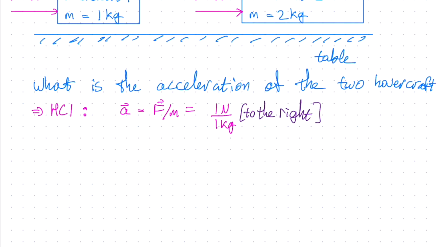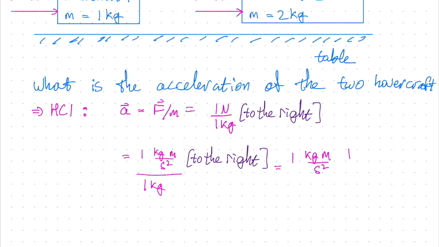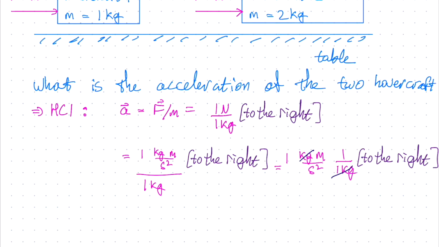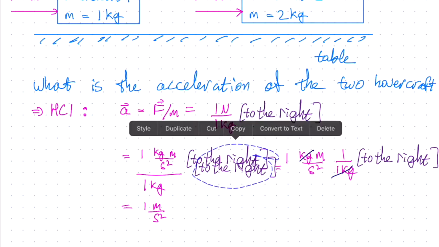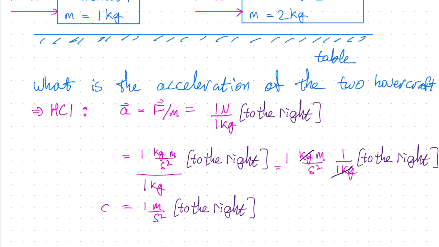is to the right. Next, we aim to simplify units, and we do that by remembering that 1 Newton is equal to 1 kilogram meter per second squared. Now, bringing the denominator in as a fraction, we get 1 kilogram meter per second squared times 1 divided by 1 kilogram, of course still acting to the right. Now we notice that we have a kilogram in both the numerator and the denominator, and hence we can cancel these units. And what remains is 1 meter per second squared to the right. And this is the acceleration of hovercraft 1.